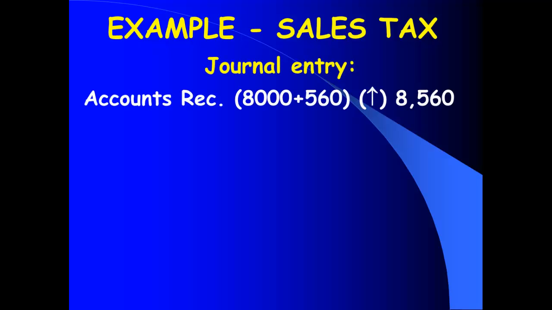$8,560 is going to be my debit to accounts receivable. What else do I have more of? Sales. But how much was my sales? Just 8,000. Is that other $560 my money to keep? I wish. You get in trouble to do that. Instead, I got some money and I owe it back to the government.